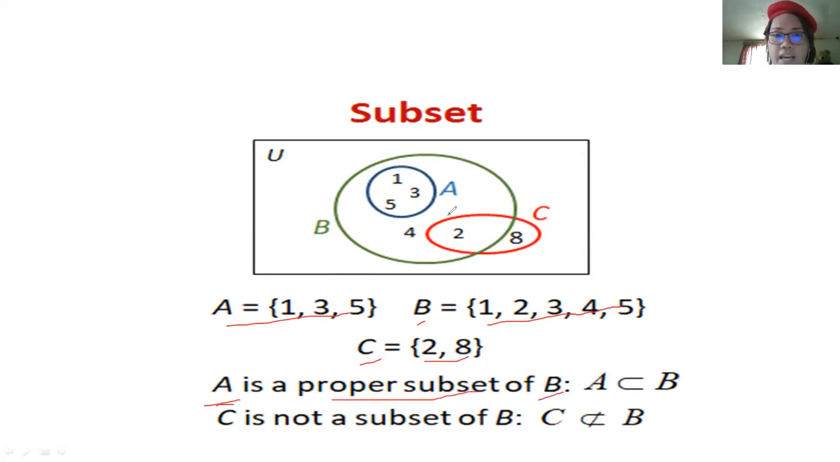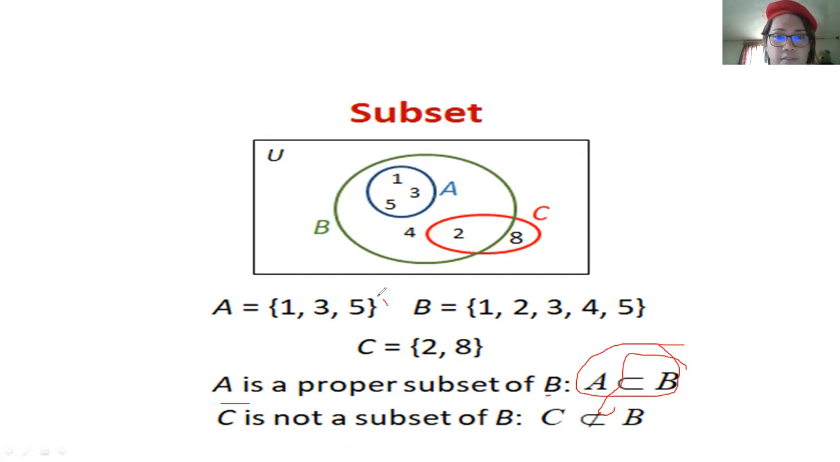Why? Why is it A? A is considered as a proper subset of C. Why? Because there is at least two elements. What I mean is in B, sorry. Again, I'll repeat. In this case, A is a proper subset of B. So A is a proper subset of B. Why? What's the reason, class?